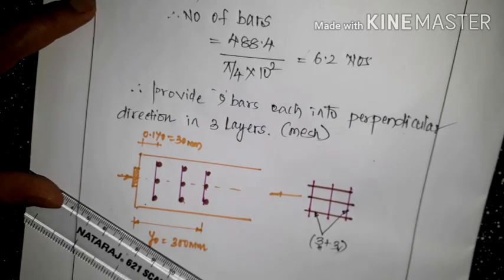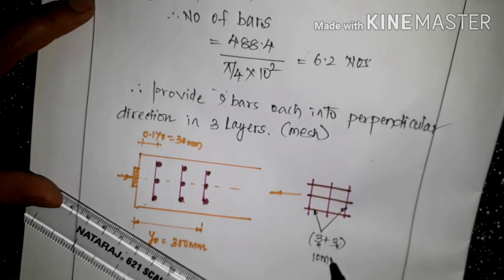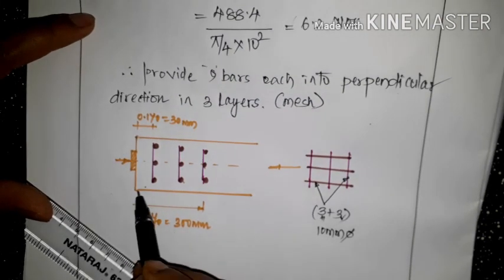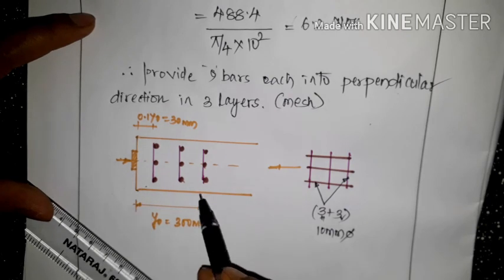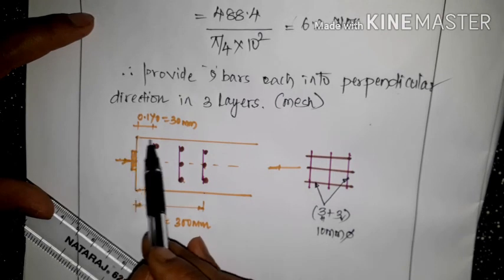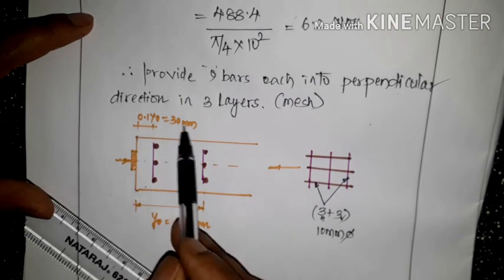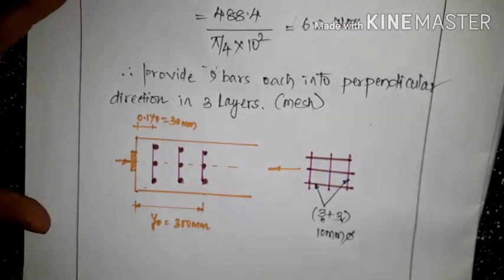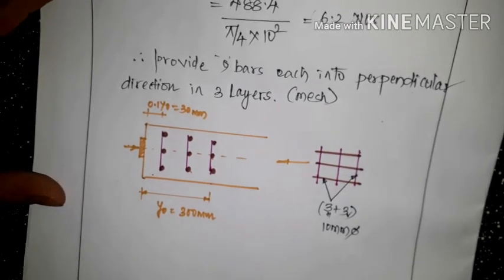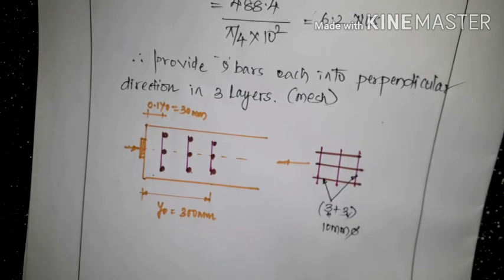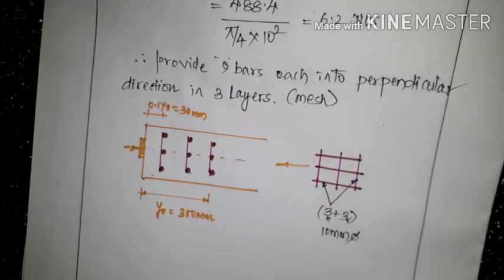Okay, understood? And these are 10 mm dia, and these should be provided at a distance of up to y0, that is 300 mm, and the first bar should start at a distance of 0.1 y0, that is 30 mm. Okay, so understood? So this is regarding the design of end anchorage reinforcement for pre-stressed concrete, especially in post tension sections. Okay, thank you.